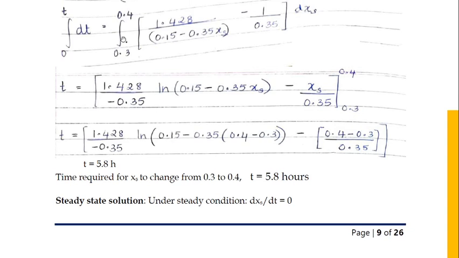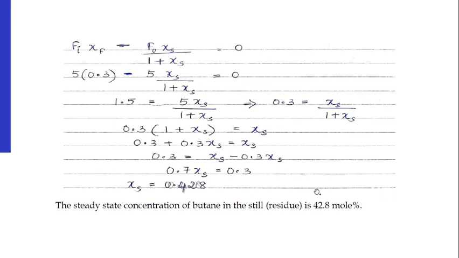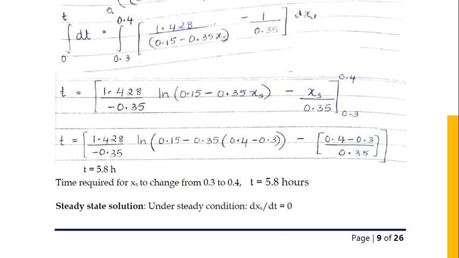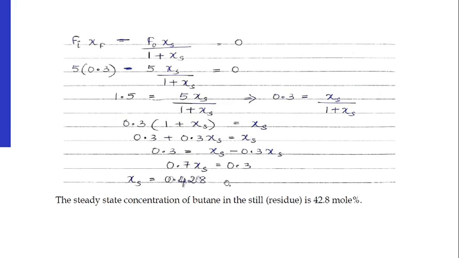And previously we saw that to reach 0.4, that is 40 mole percent for butane, it took 5.8 hours, and to reach 0.428, it will take some more time, more than 5 hours. So that means after 5 hours plus it will reach a steady state condition. If you would like to find out exactly how much time is required, you can use the same equation. Instead of 0.4 you could use 0.428. Same equation, same solution here, right? Instead of 0.4, if you use 0.428, that's the steady state concentration.